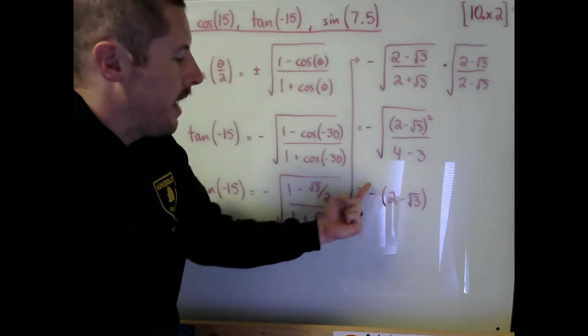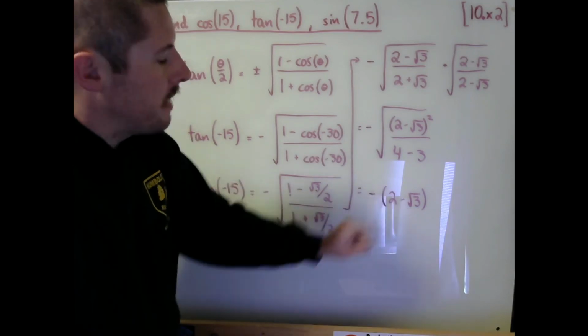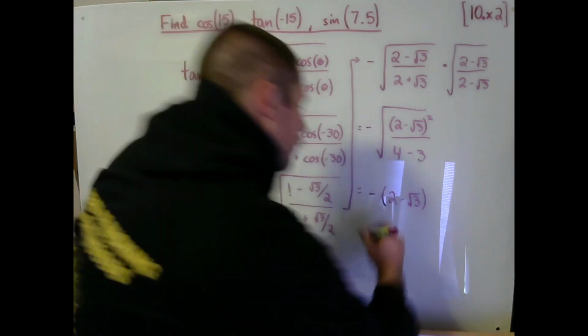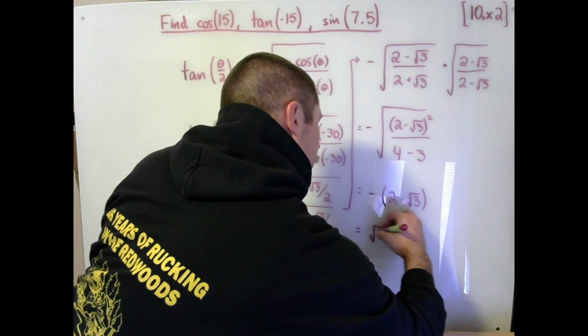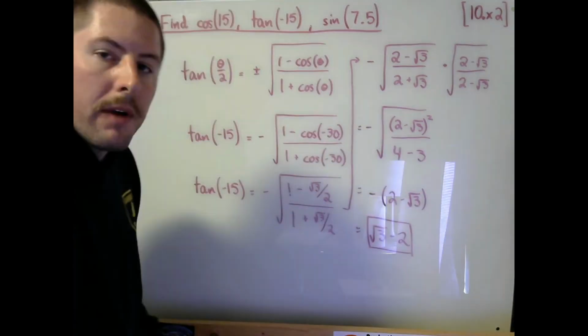Finally, I'm going to go ahead and distribute my negative onto both of these terms. So negative root 3 becomes positive. Positive 2 becomes negative, allowing me to write my final answer as the square root of 3 minus 2.